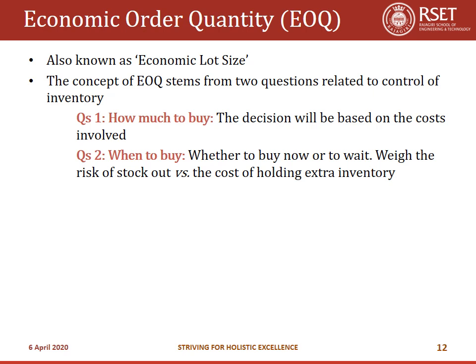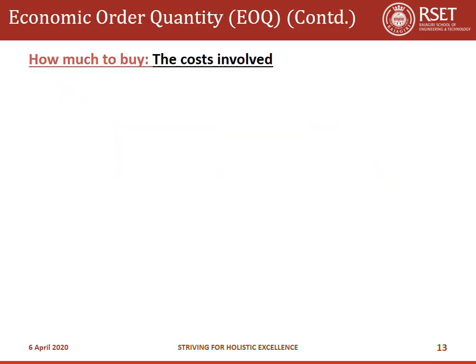If you buy it now, you would have to hold extra inventory. You would have to have the storage space for holding extra inventory. If you wait, you might face the risk of stock out. That is, that particular material might run out of stock and then you won't have anything. So you run that risk of stock out. But if you purchase now, you have to find storage space for keeping that extra material. So these are the two questions that come to your mind when you are talking about the concept of economic order quantity. So let's look at it in detail.